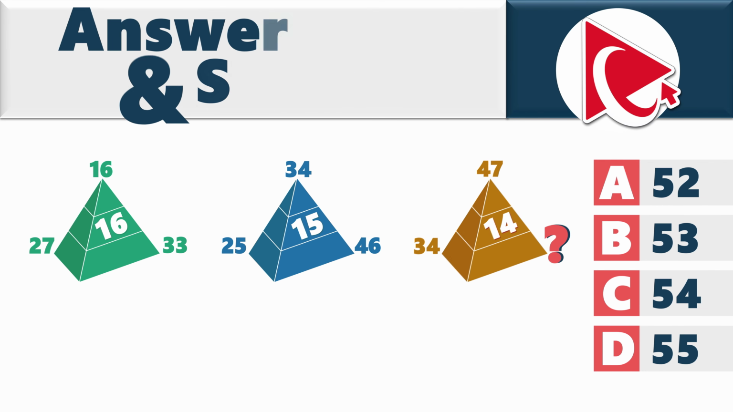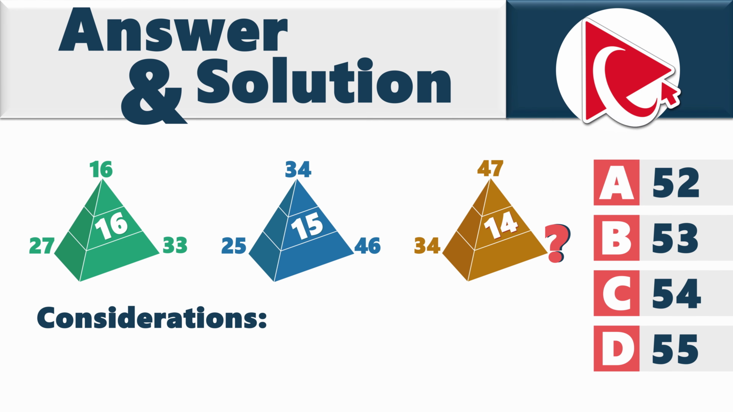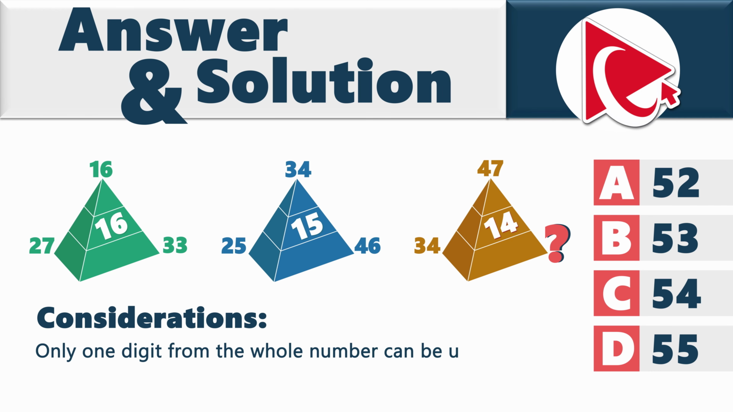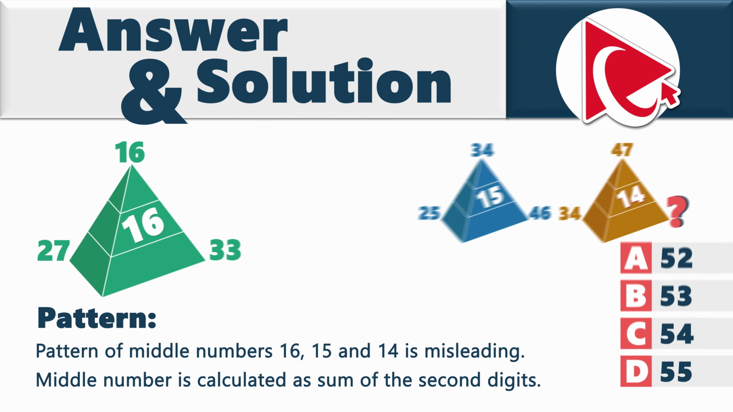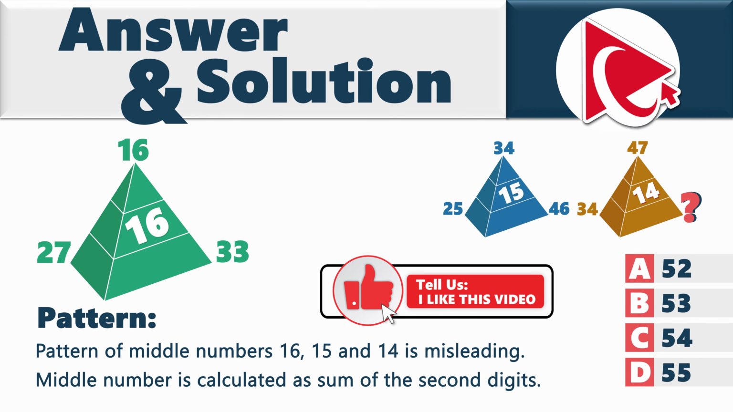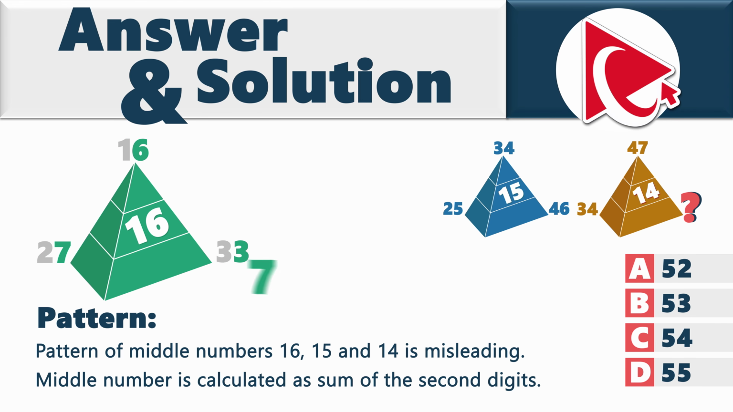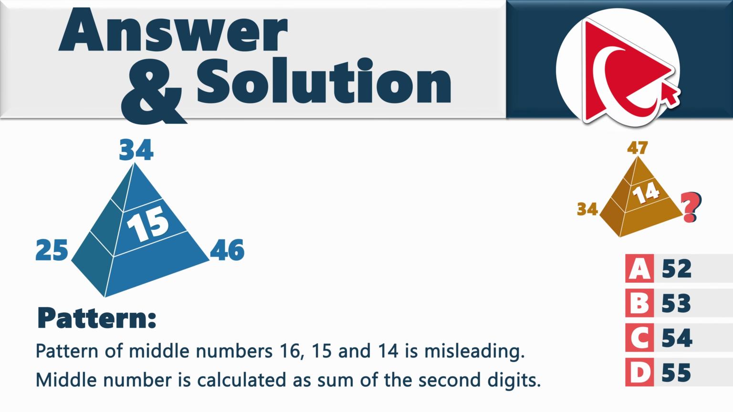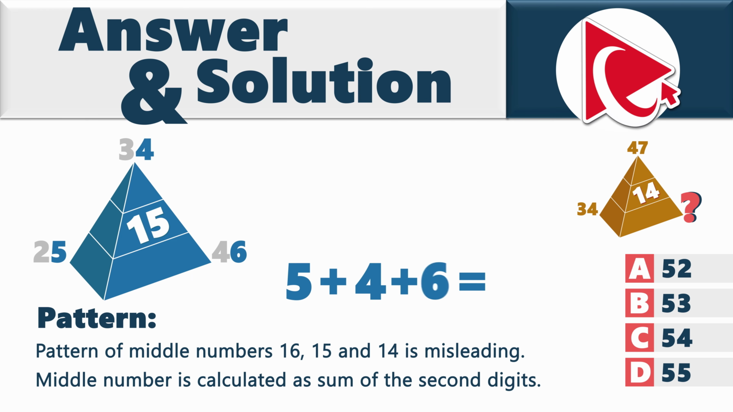And speaking about mysteries, I gotta share the secret with you. Only 1 digit from the whole number is used in the calculations here. So, for example, in the first pyramid, instead of using numbers 27, 16, and 33 to calculate the middle number 16, only numbers 7, 6, and 3 are used in the calculations. And the sum of 7, 6 plus 3 is exactly 16. If you look at the second pyramid, the numbers 5, 4, and 6 are used in the calculation. And the sum of 5, 4, and 6 is 15.